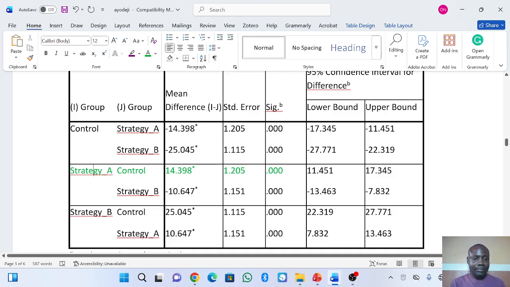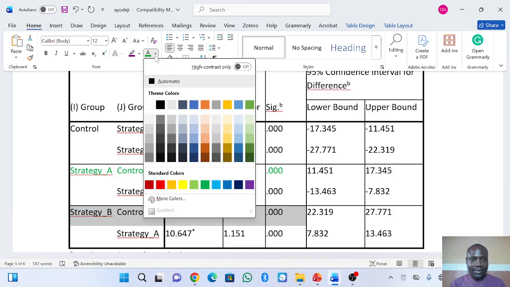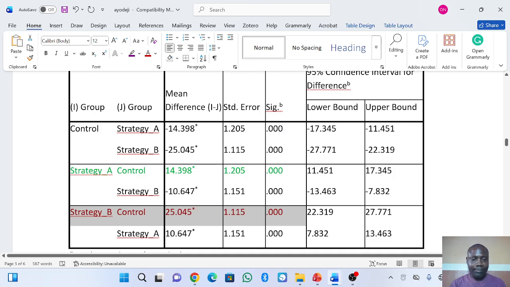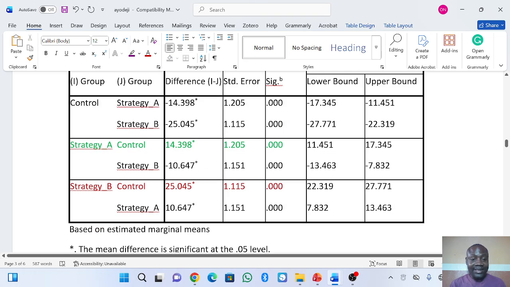Strategy B and control. Let me highlight that also. Strategy B and control. We notice that for this, strategy B is better than control because the value obtained is actually even higher. This one, 14.39, this is 25. It's almost double the difference, and it is also significant.